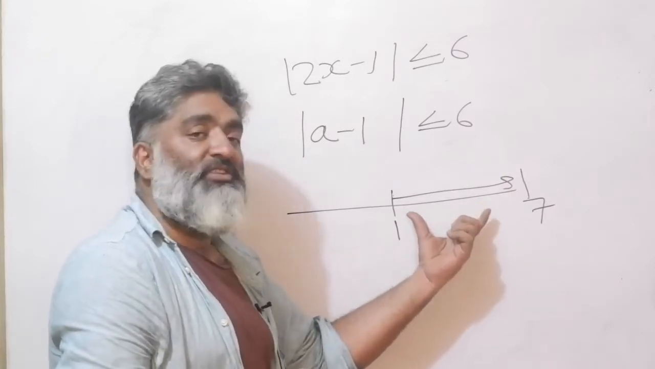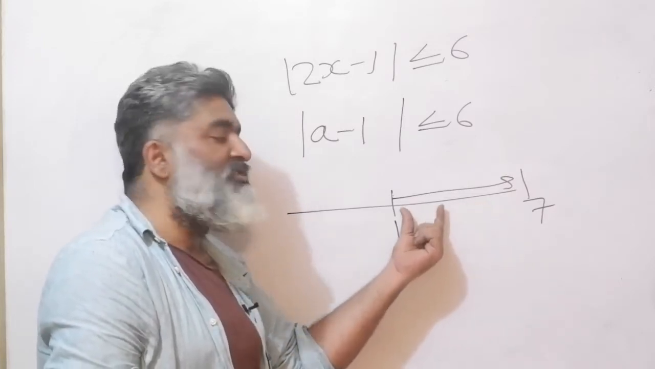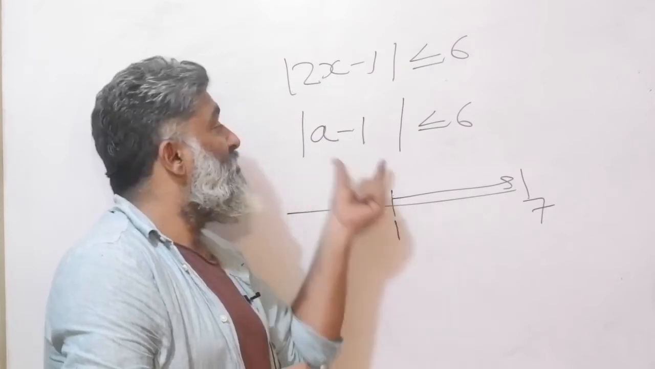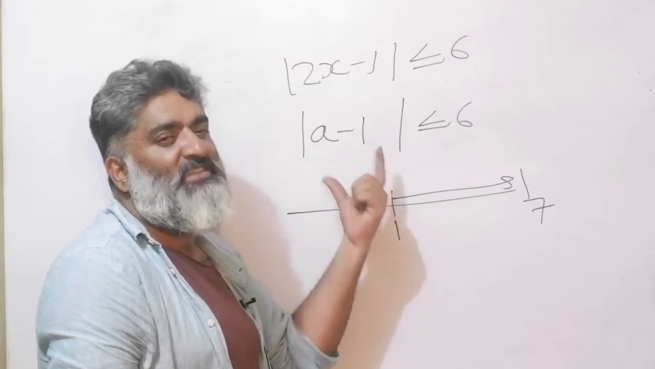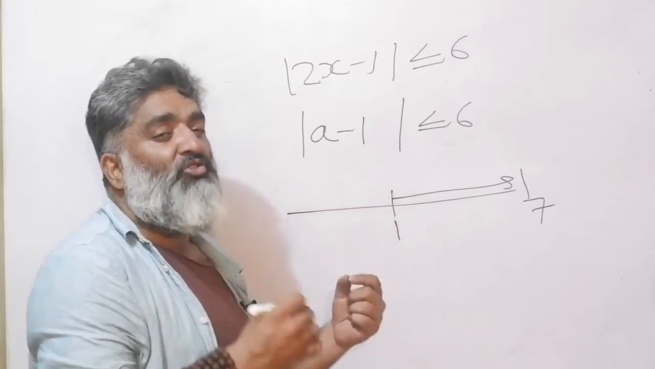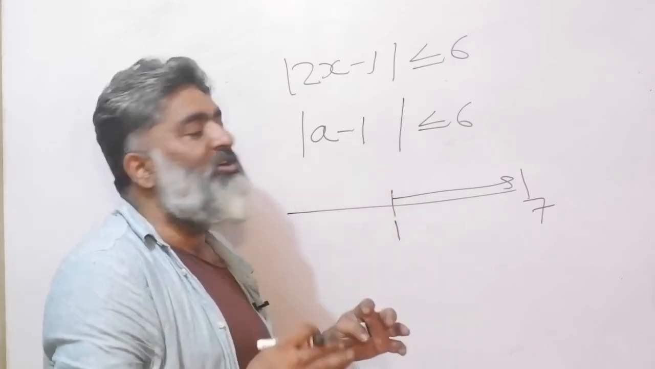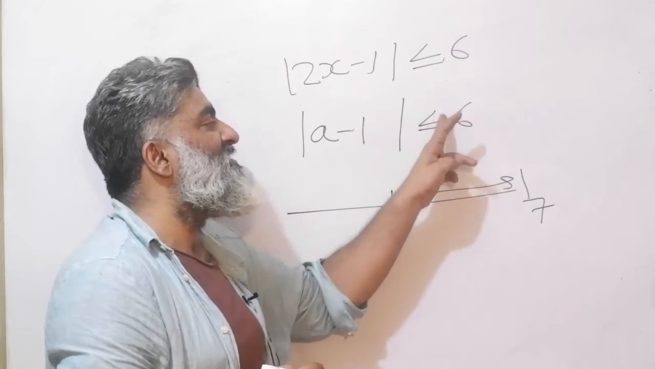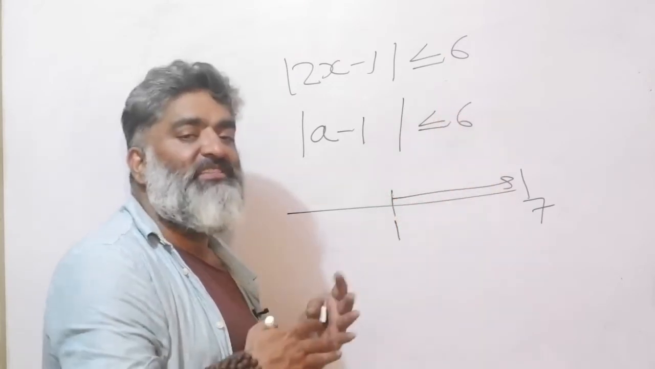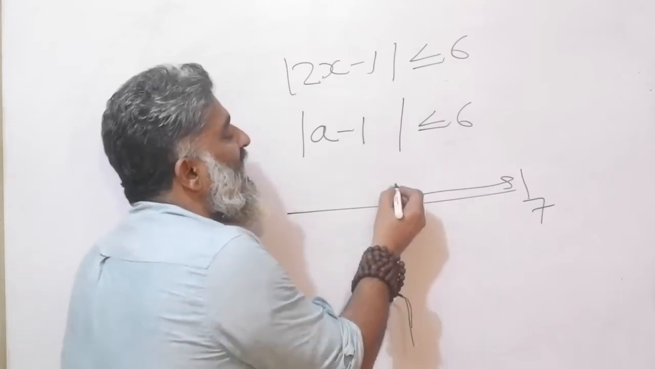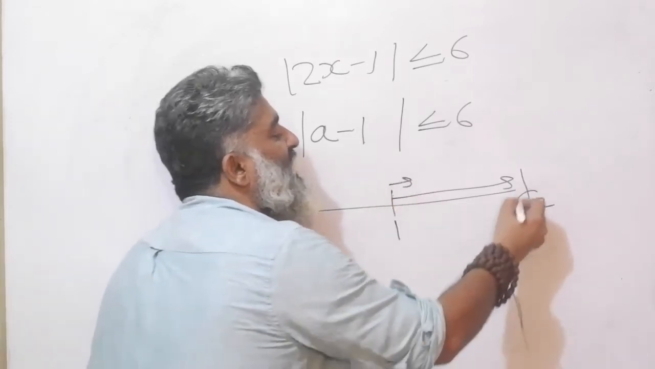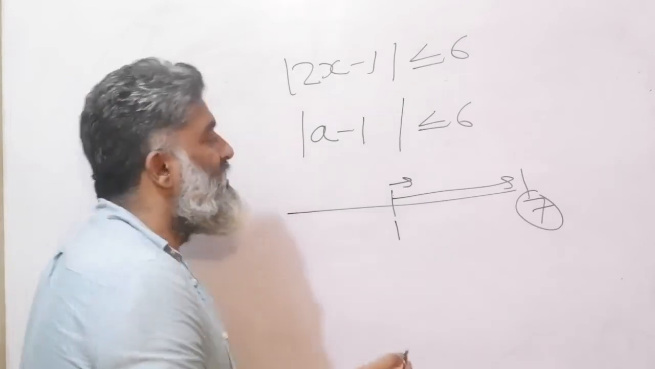Can it be 5 units also, 4 units also, 3 units also, 2 units also? Because I know the distance of a from 1 is something, but I do not know a sure-shot value. All I have been told is that distance is less than or equal to 6. That means maximum I can go 6 units away. So I tried that out in this direction and I am reaching 7, right?